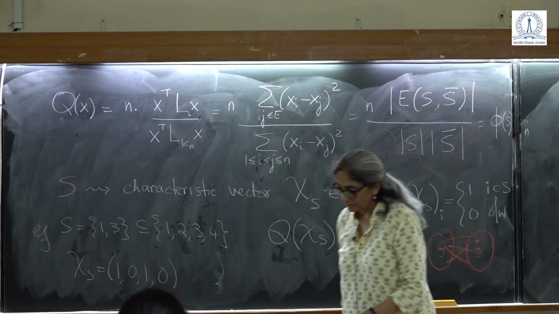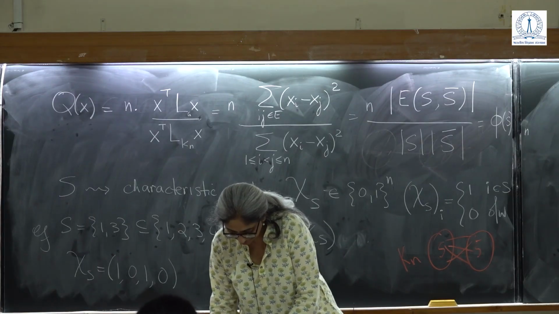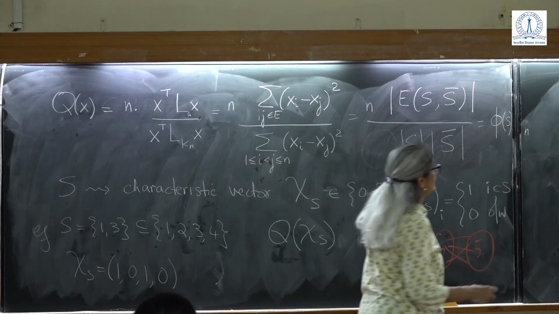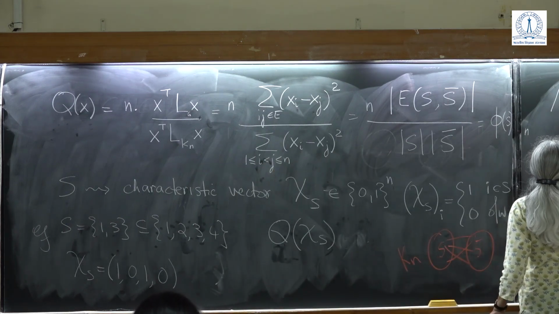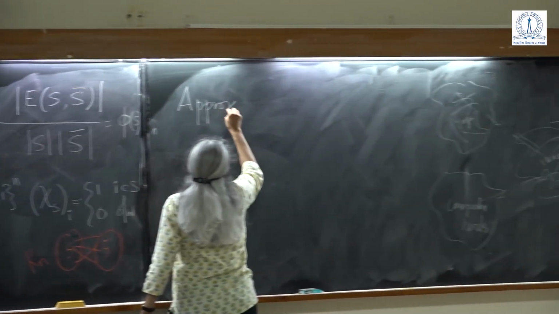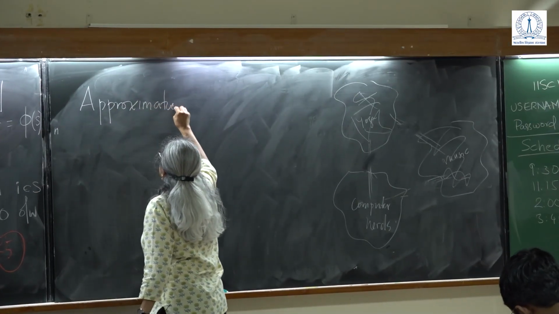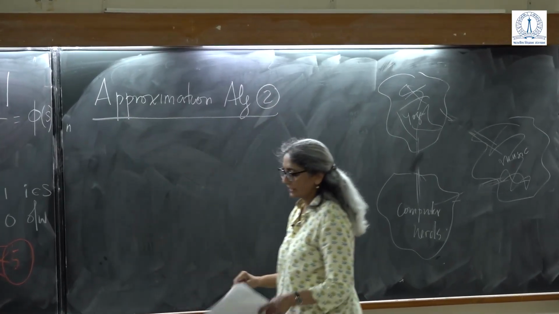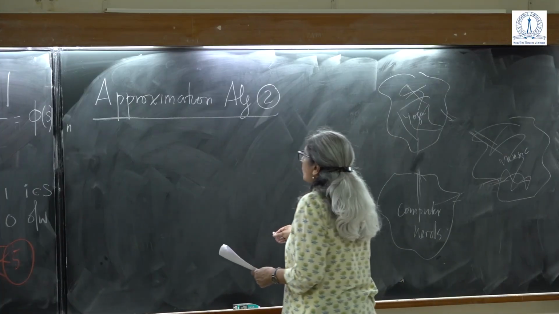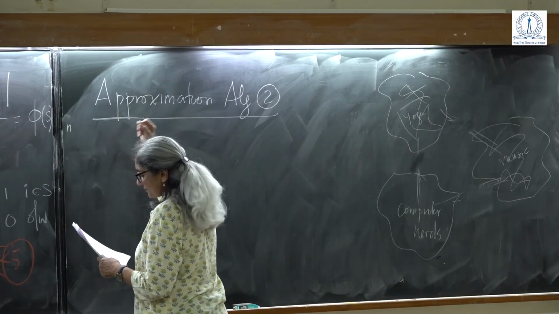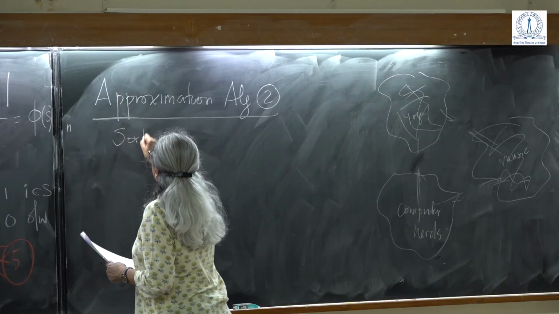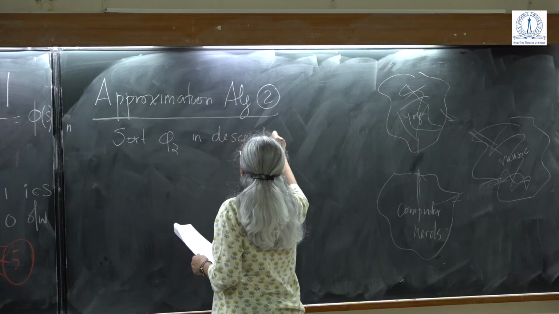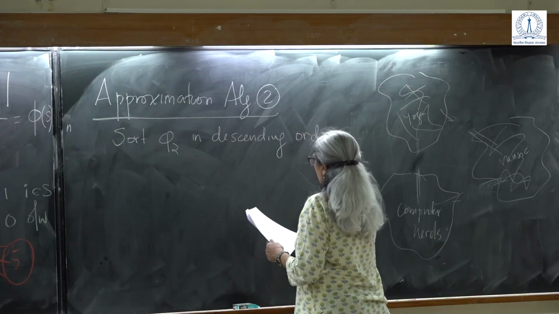So then the big theorem we're going to prove is the following. We're going to argue. So let me give you the algorithm and then maybe we can stop and then we'll come back to it. So it's the second approximation algorithm. It's very similar to the first, just a little bit more sophisticated. So what we do is we first find phi of 2 and then we sort phi of 2 in descending order of coordinates.